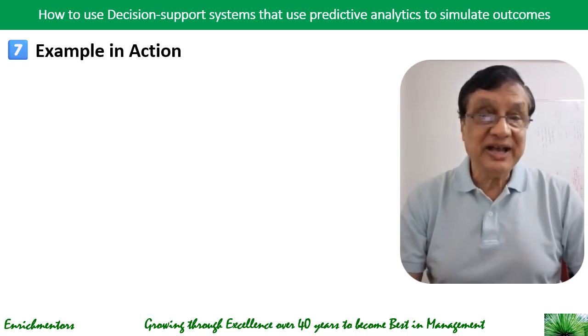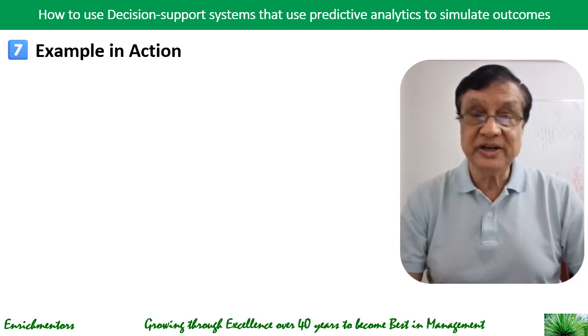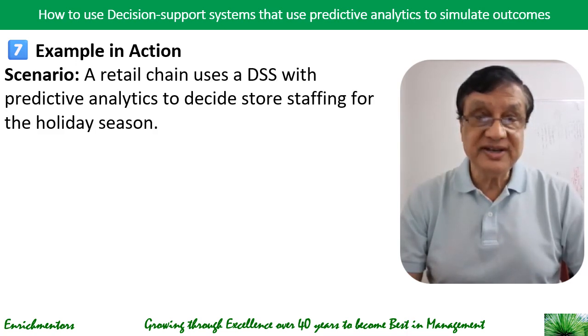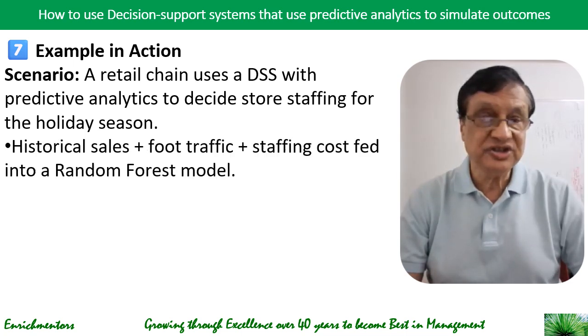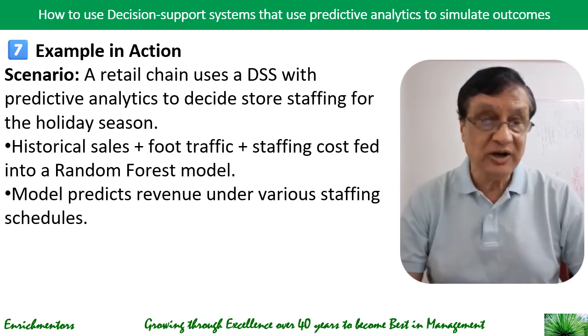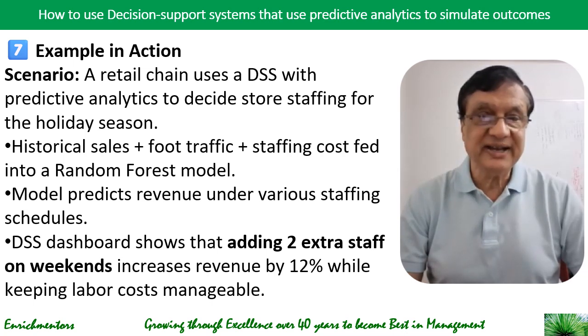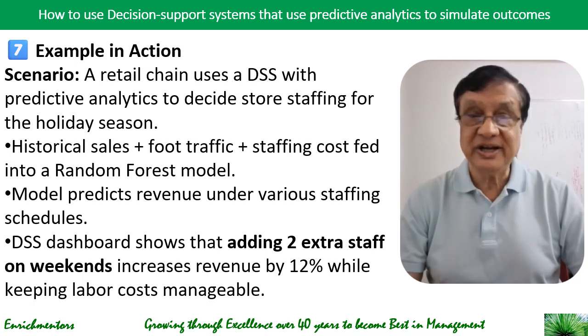Let's take a look at an example in action of using a decision support system with predictive analytics to simulate outcomes. It's a scenario of a retail chain that is using a DSS with predictive analytics to decide store staffing for the holiday season. A real-life decision. The historical sales plus foot traffic plus staffing cost is fed into a random forest model. The model predicts revenue under different staffing schedules. And a DSS dashboard shows that adding two extra staff on weekends increases revenue by 12% while keeping labor costs manageable. So that's an example of a decision support system being used to simulate outcomes.